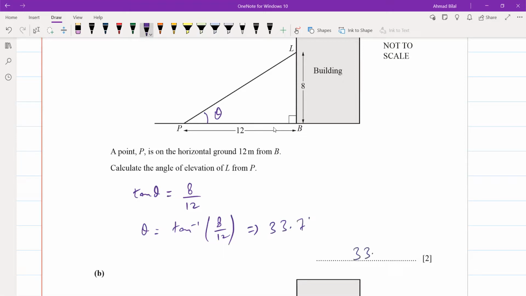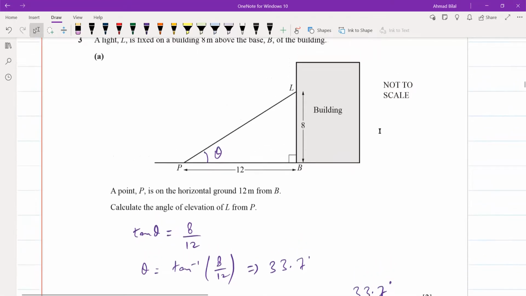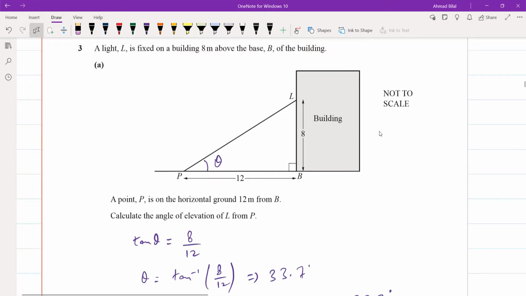So 33.7 degrees. सर हम ये वाला पार्ट दोबारा समझा सकते हैं? पिछला पार्ट, ये वाला, ये tan वाला. अच्छा यही वाला. ओके सो लेट मी रिपीट.